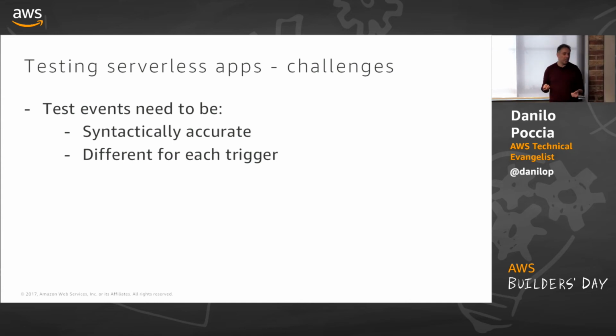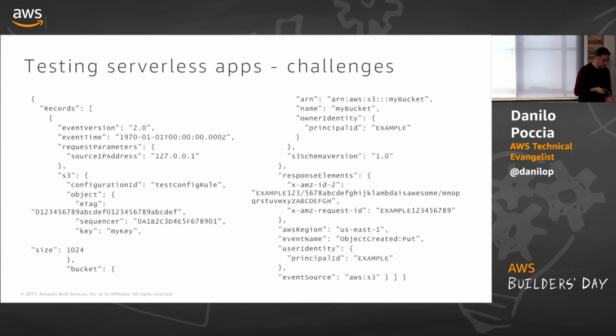And the test events that you want to test must be exactly correct. You need to use exactly the same syntax that we use. So the event that S3 would send to your function or DynamoDB would send to your function, you need to have something that is exactly the same. This is the kind of syntax I'm talking about. It's not something that you can just write down from memory.